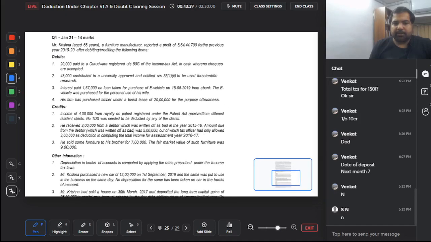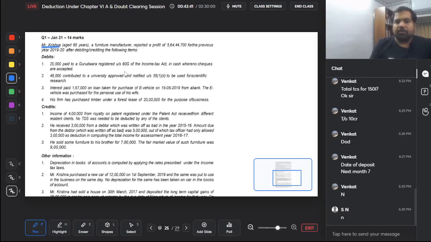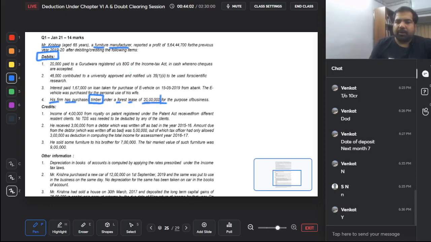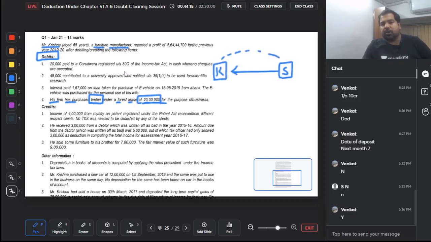Excellent question, guys. This is Krishna, who's into furniture manufacturing. And for furniture manufacturing, guys, his firm had purchased timber under a forest lease of 20 lakh, which is debited to the P&L account. Guys, for a furniture manufacturer, is buying timber a business expense? Yes. And have they debited to P&L account? Yes. So it's perfect. What is wrong? There is nothing wrong. But what people didn't realize here is that whenever a seller will sell timber to Krishna, will he collect from Krishna some TCS?